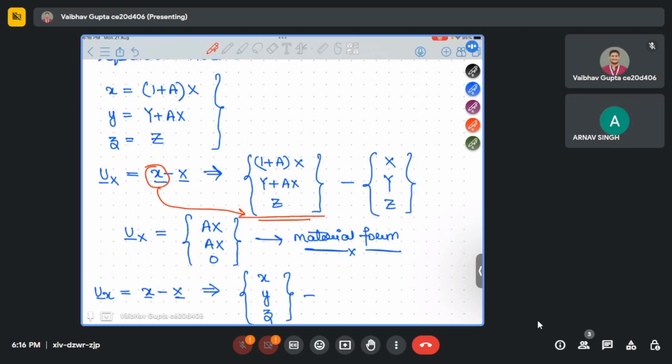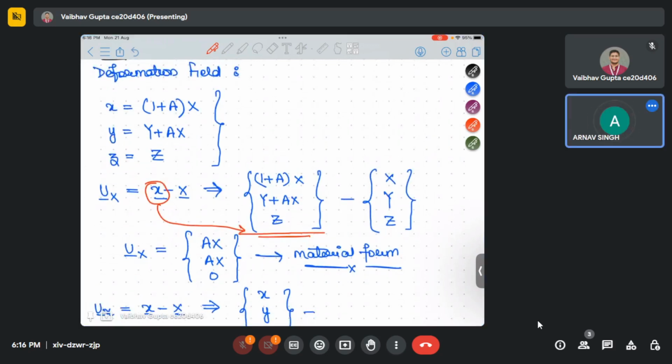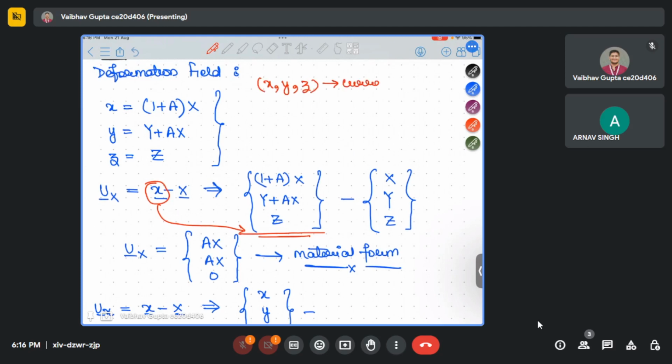Are you getting it, or shall I explain in another way? Okay, sir, explain. See, in material form, we first check the deformation field. Here the relation between current and reference configuration is given. Here small x, small y, small z are the current configuration, and capital X, capital Y, and capital Z are in the reference configuration.